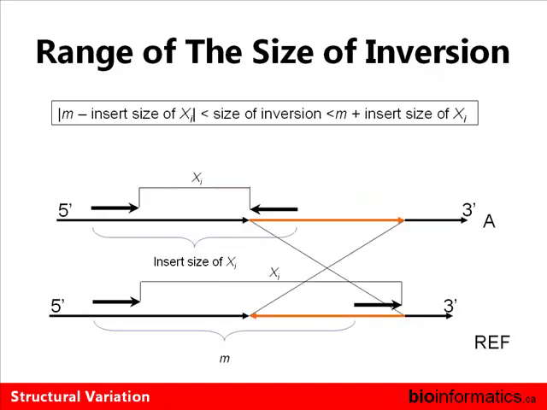So there is a range estimate that you can come up with. The size of the inversion is somewhere between m minus insert size and m plus insert size. And here it actually becomes very important how big your insert size is, obviously. If your insert size is very small, you can detect smaller inversions, so you can be more confident about your estimate of the size.